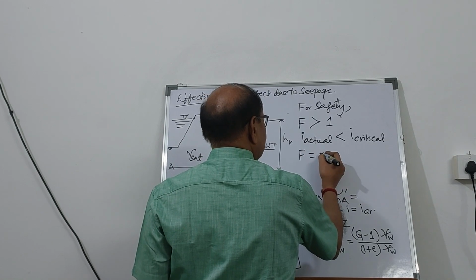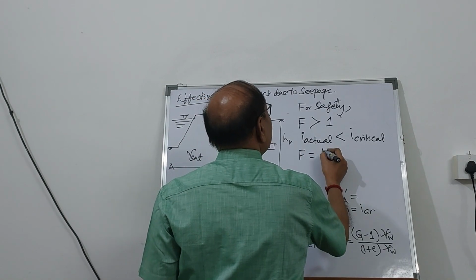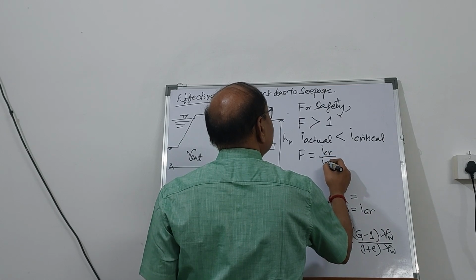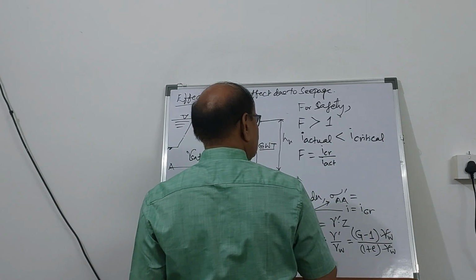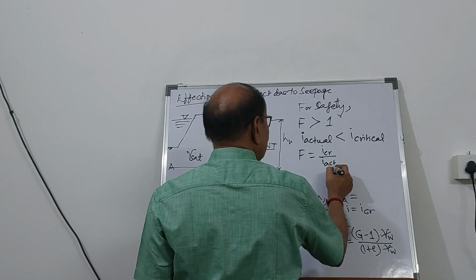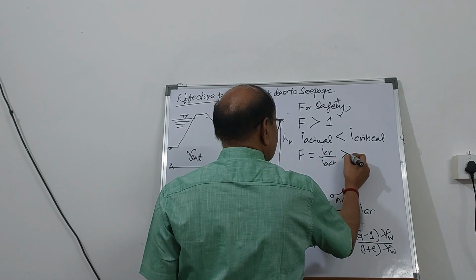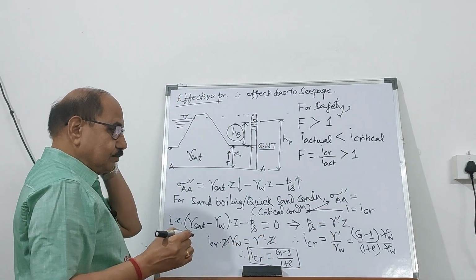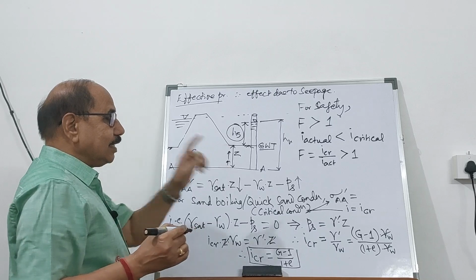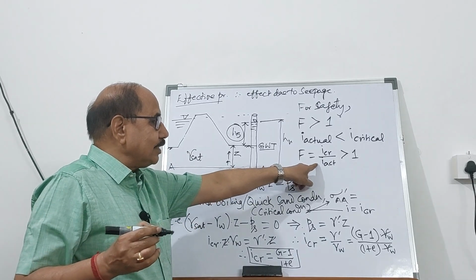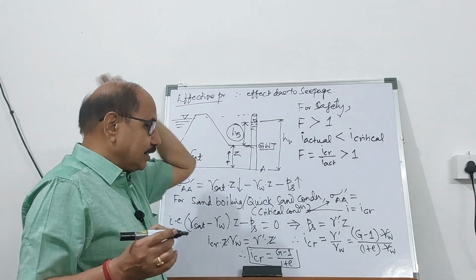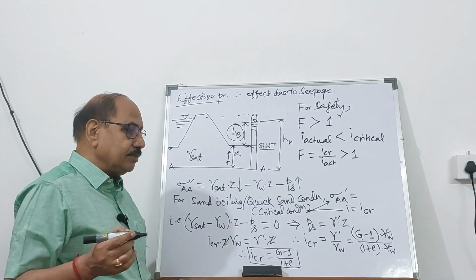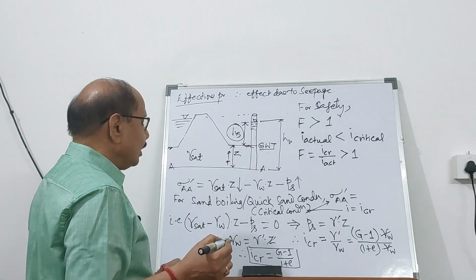So the factor of safety is given by i critical divided by the actual hydraulic gradient. And if it is less than this, the factor of safety is going to be less than 1. So for safety, we can say that the actual hydraulic gradient must be less than the critical hydraulic gradient, which is given by (G minus 1) divided by (1 plus e).